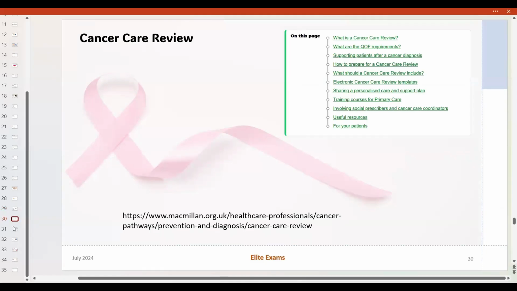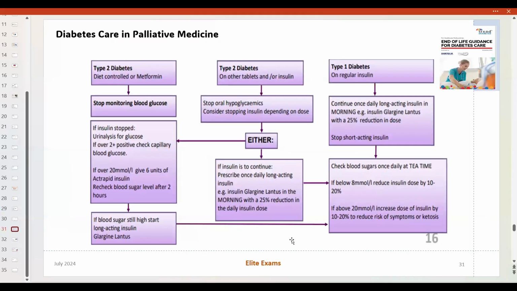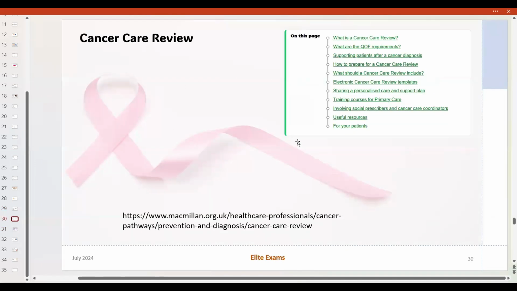Or sometimes it's even epilepsy. So, for example, this is what the book shows, how to manage diabetes in palliative care, how to change medication. And with the cancer care review, when you go into your practice tomorrow or Monday, look into your addends, bring up cancer care review and look at the questions, look at the templates. This link can guide you.